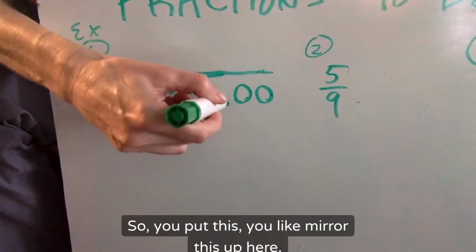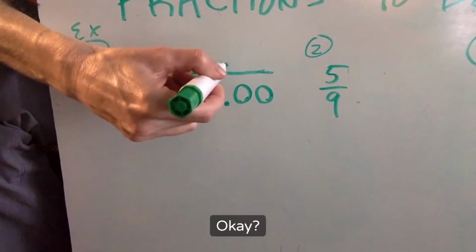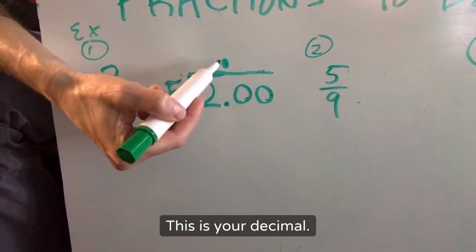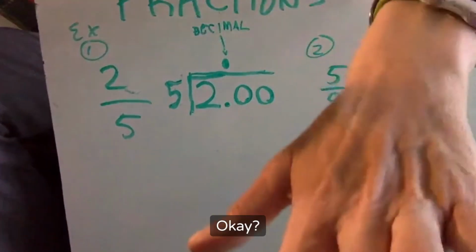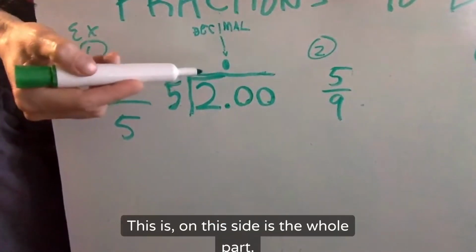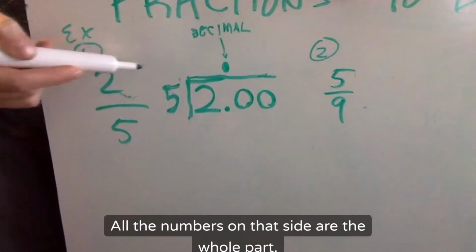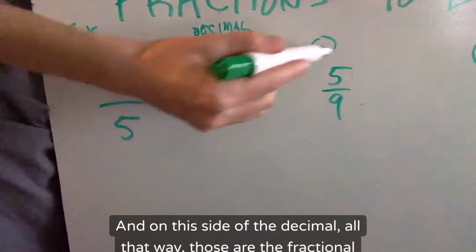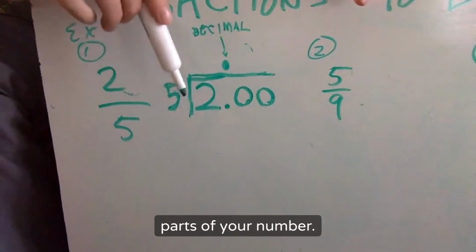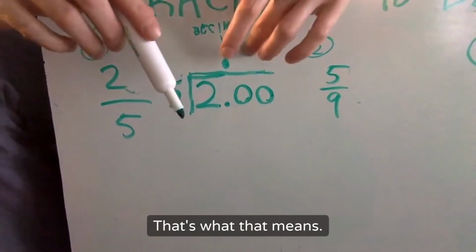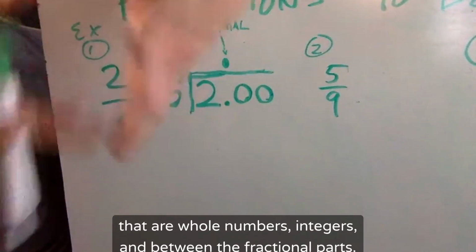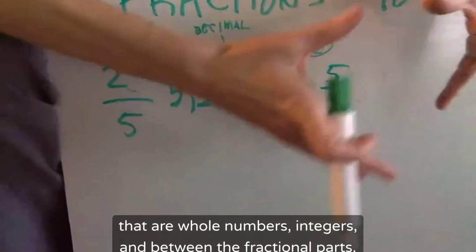So you mirror this up here. Okay? This is your decimal. Don't forget that. On this side is the whole part. All the numbers on that side are the whole part. And on this side of the decimal, those are the fractional parts of your number. That's what the decimal is, a placeholder between the full parts that are whole numbers, integers, and the fractional parts.